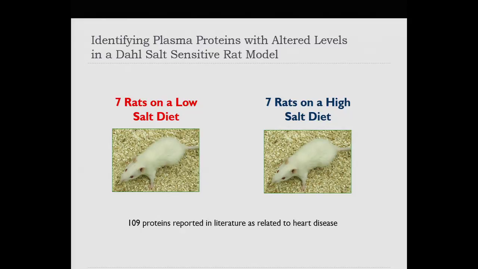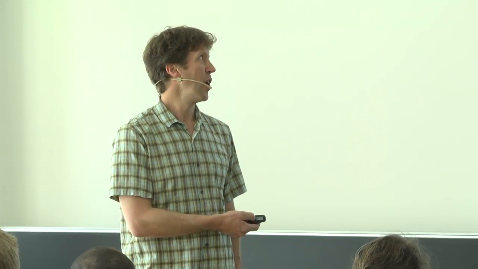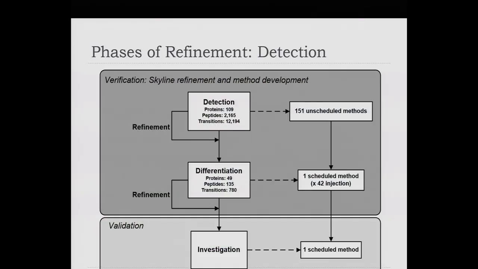So our hypothesis was that we would be able to measure differences in these 109 proteins because they'd been reported in the literature. And we had some pretty extreme differences between healthy, low-salt rats and other rats that had gone all the way to heart failure. So we had this idea of phases of refinement that we could start out just by figuring out what peptides might be detectable, and we did this all in SRM.